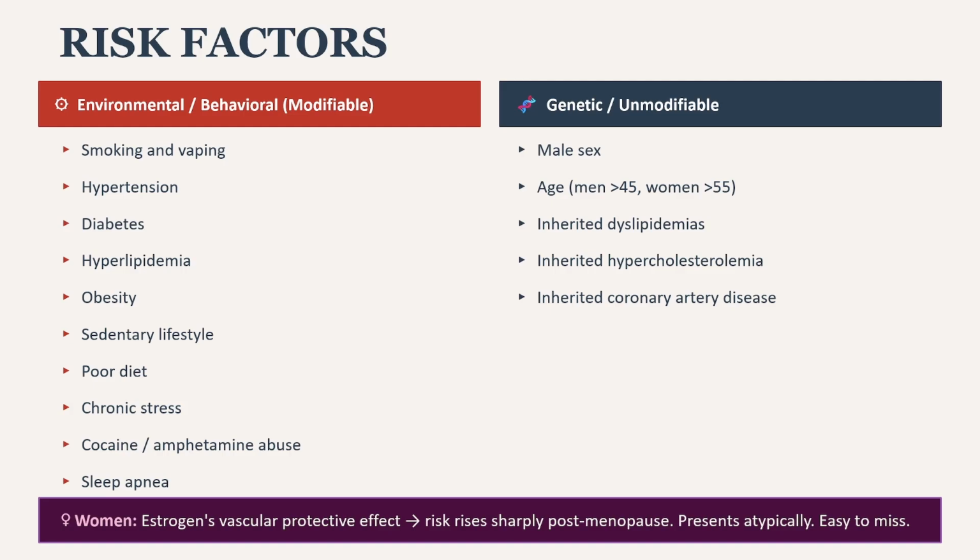For women specifically, estrogen has a vascular protective effect. So after menopause, right around age 55, that protection disappears, which is why risk climbs steeply. And because women present atypically, ACS is easier to miss in them.